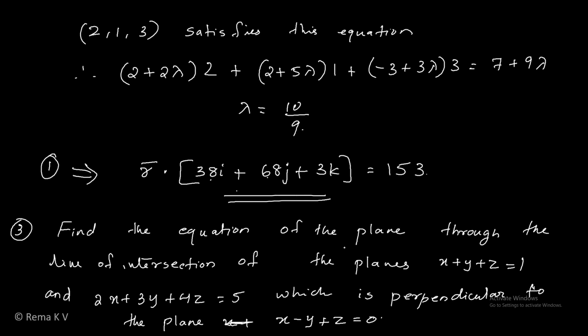See, find the equation of the plane through the line of intersection of the planes x plus y plus z equals 1 and 2x plus 3y plus 4z equals 5, which is perpendicular to the plane x minus y plus z equal to 0. So, instead of giving a point here, the condition given to us is the required plane is perpendicular to this. So we have to apply the condition for perpendicularity.